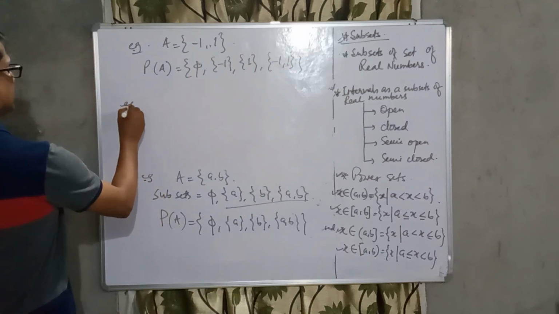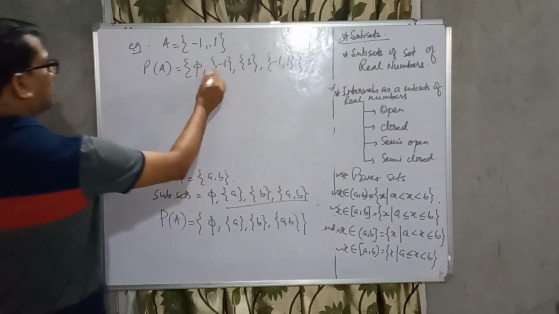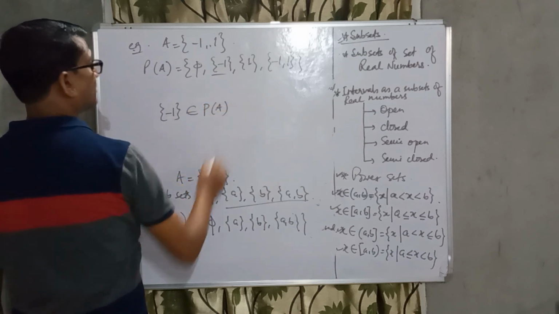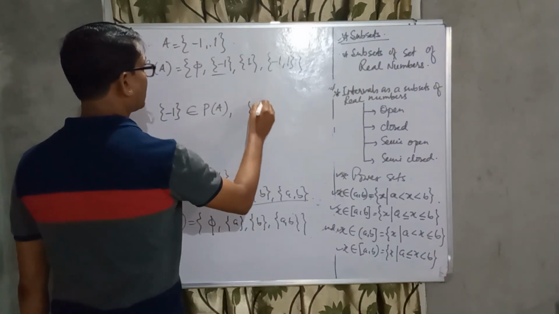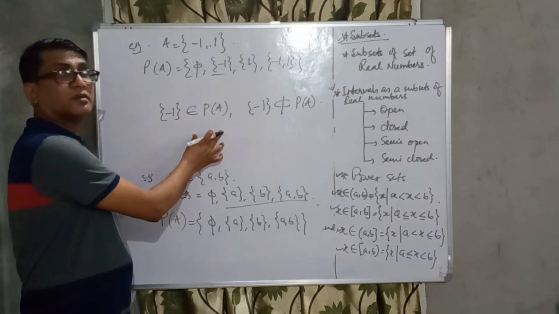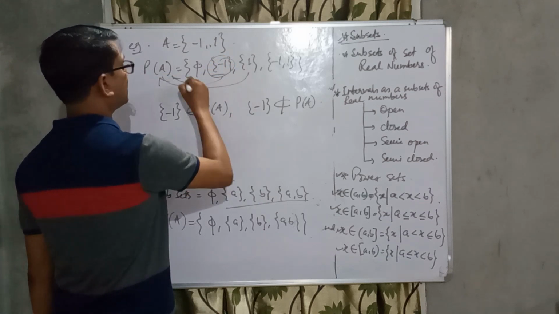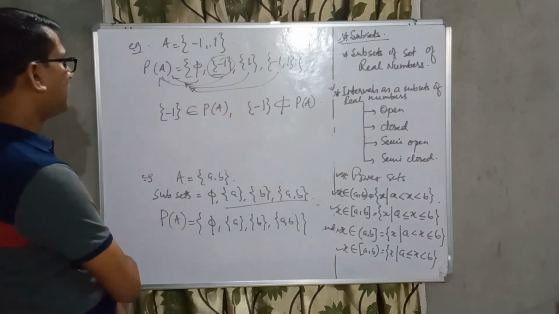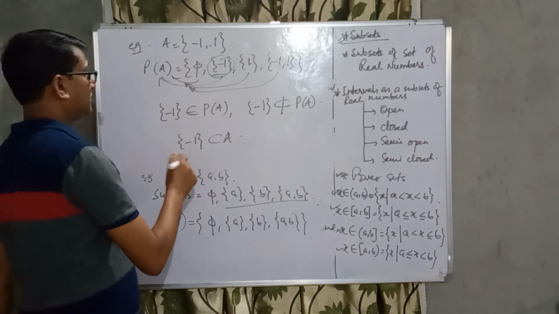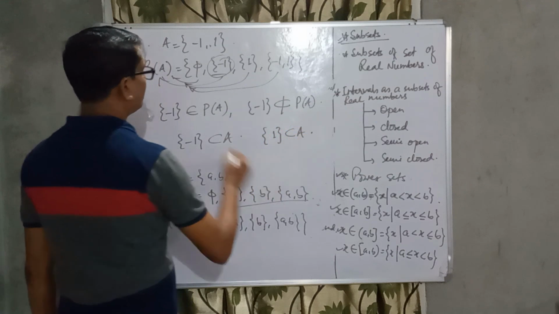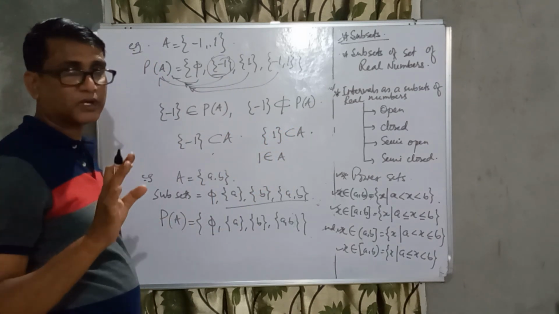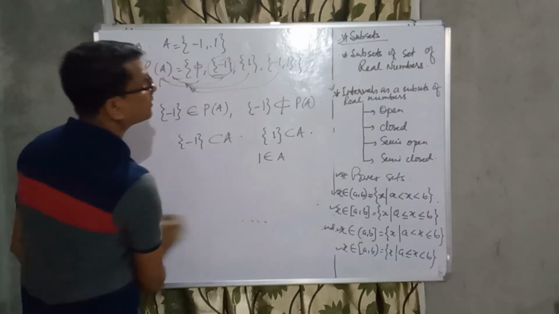Now see an example. Here, what can we say? {-1} belongs to P(A). The set {-1} is not a subset of P(A), but {-1} belongs to P(A). Okay, be careful here. These are the elements of P(A); each element is again a set. But {-1} is a subset of A. {1} is also a subset of A. If we write just 1, then 1 belongs to A; 1 does not belong to P(A). Okay, so this is the concept of the power set.